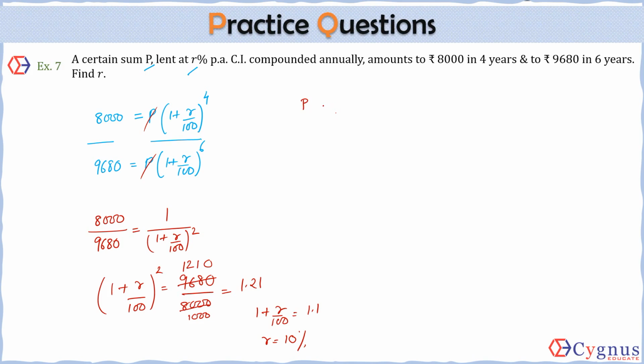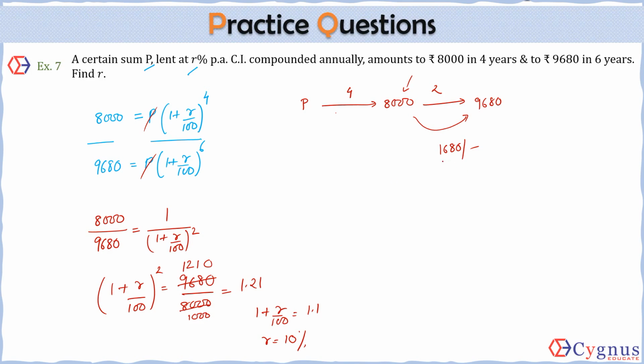If you borrow 8,000 rupees from the bank, it will become 9680 in how many years? 4 years. And if you wait for 2 more years, it will become 9680. So what's the increase in amount here? Look at this. It's 1680 rupees. In how many years? 2 years. And we know that this increase is nothing but the interest on this 8,000 rupees.